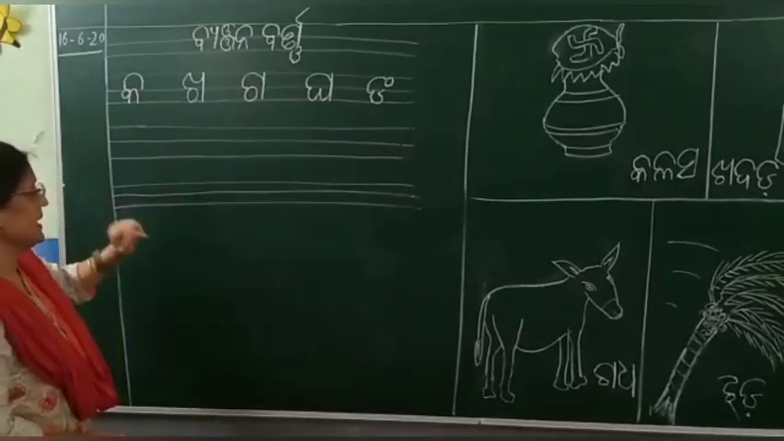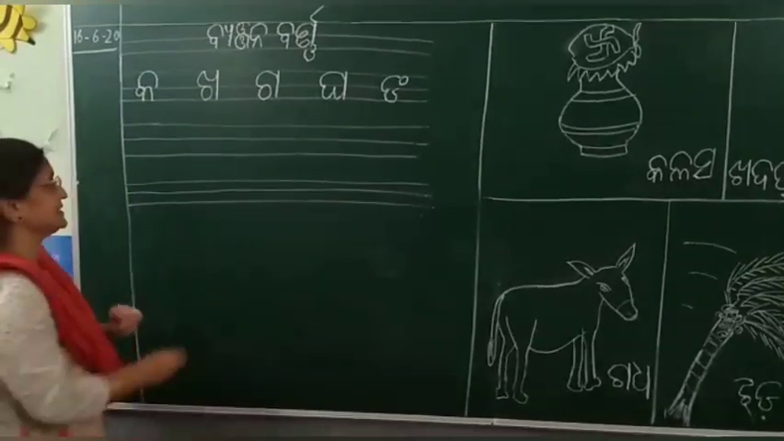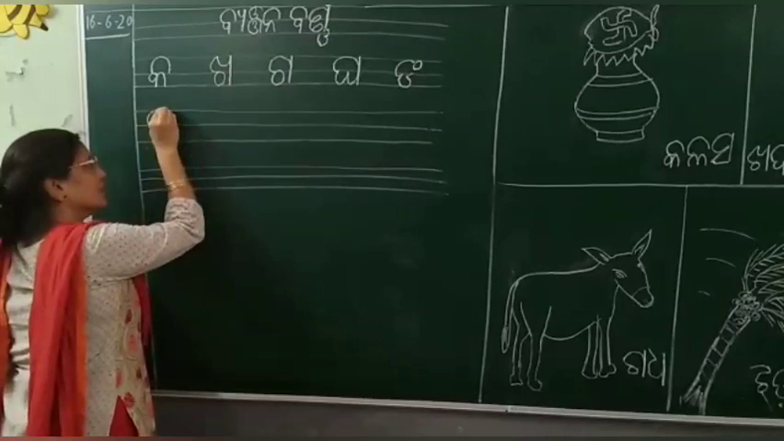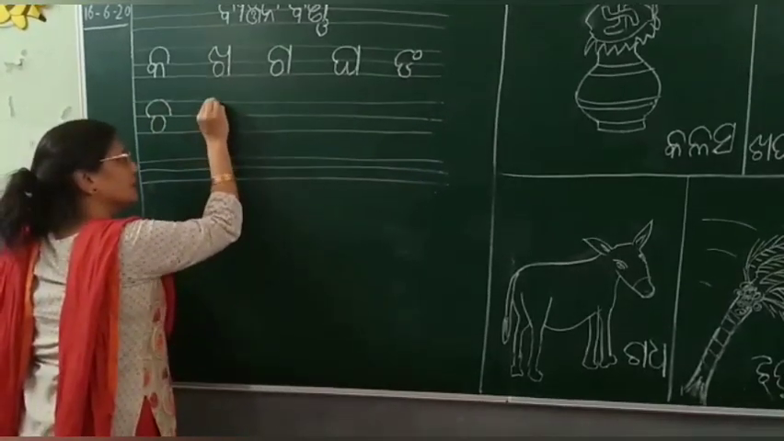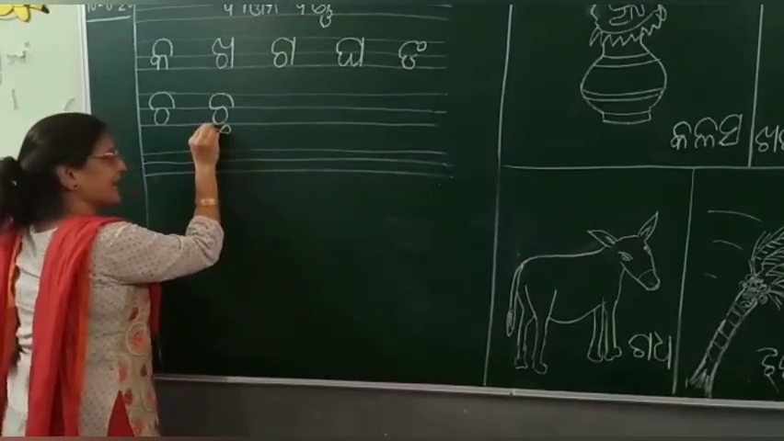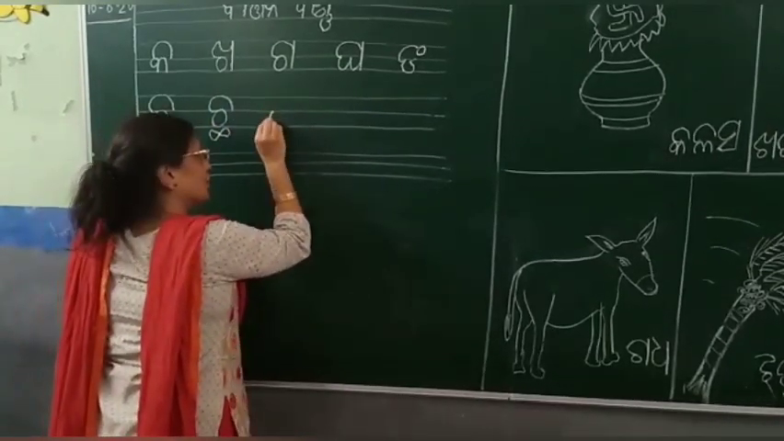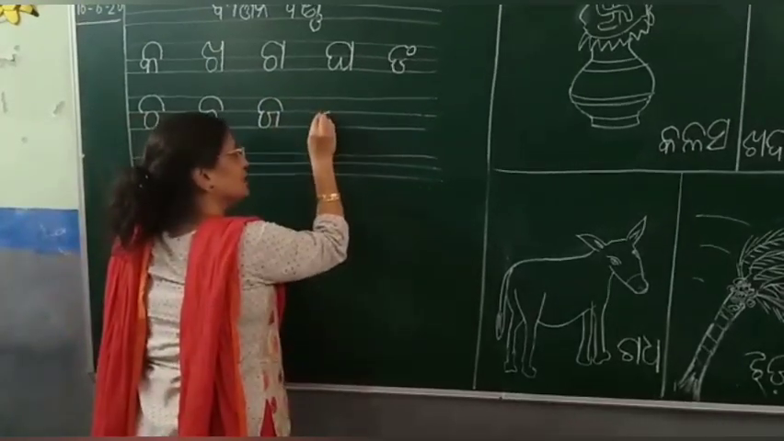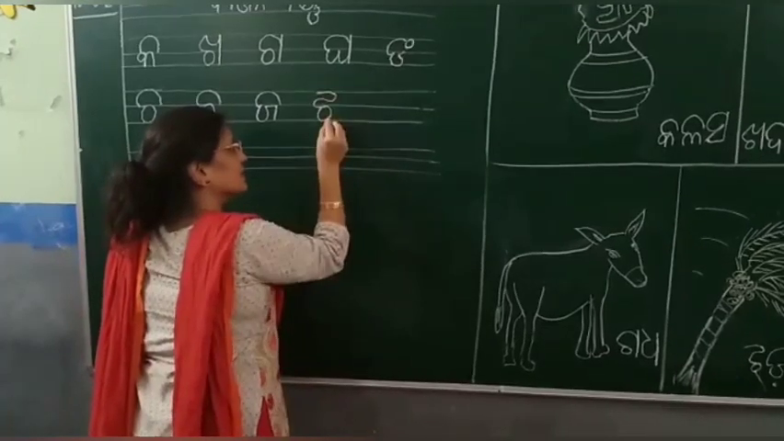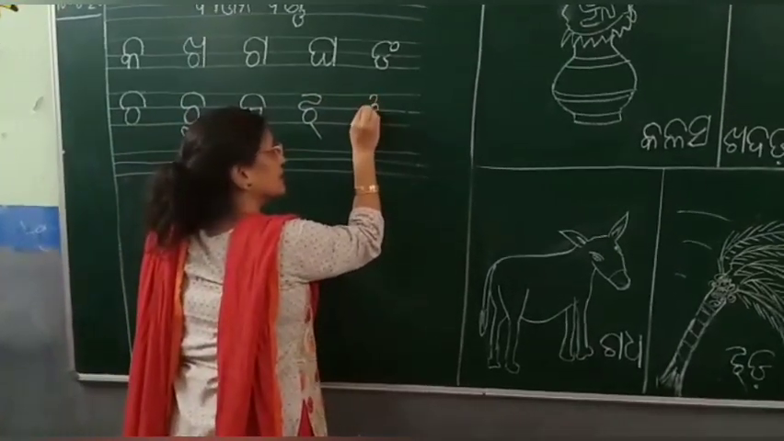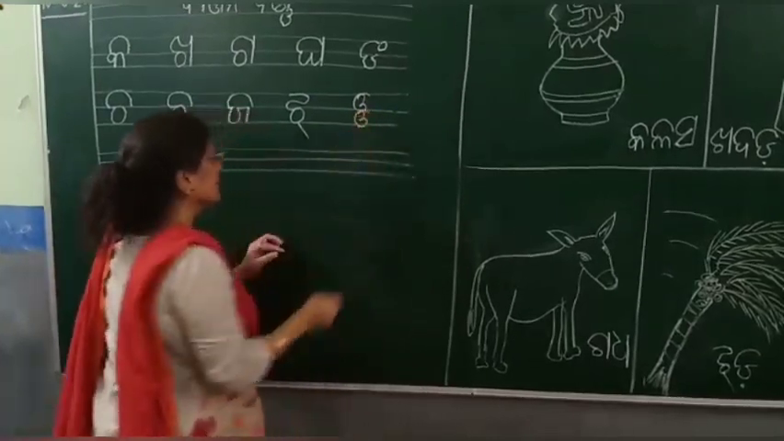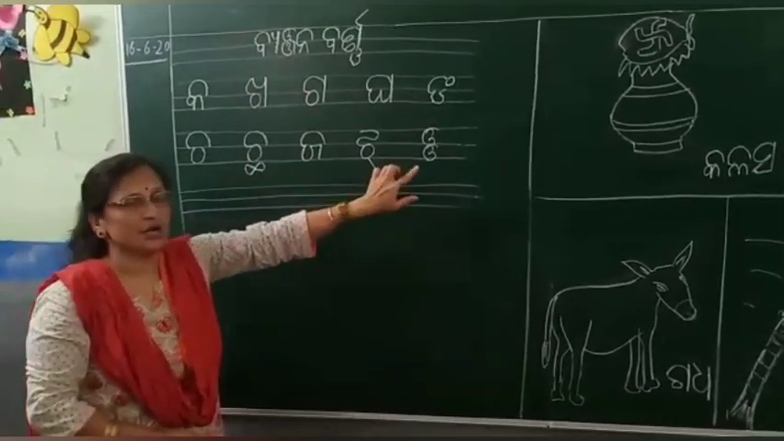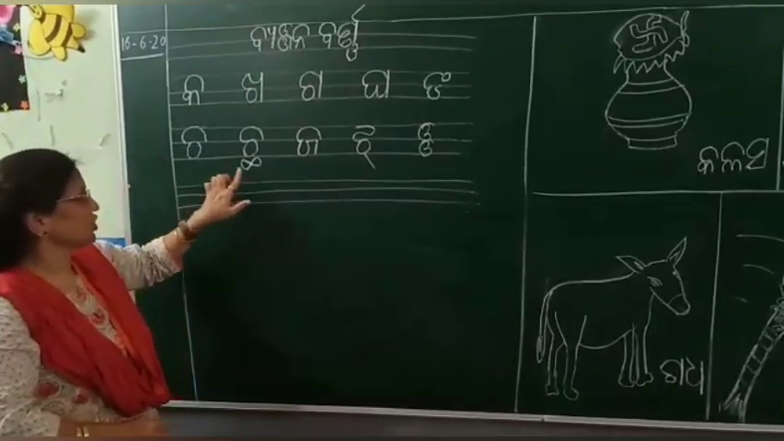Then come to the next row. 5 more letters. After Ko, Kho, what comes? Cho. Cho. You will keep a finger-place gap, children. Jo. The way Miss is writing, you will follow it. Jo. Nya. Now again repeat with me. Jo, Cho. Jo, Cho. Nya. Once again. Jo, Cho. Jo, Cho.